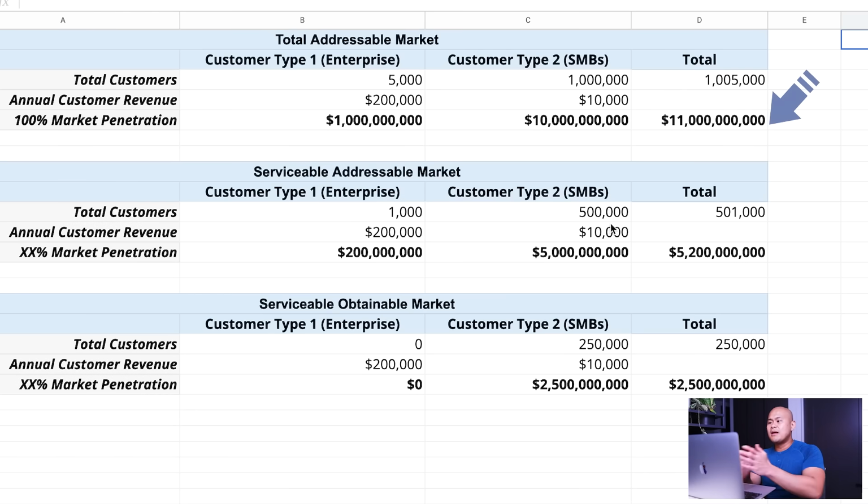So essentially, we then move over into what that equals in total, and the total number for total addressable market is going to be $11 billion, right? So that's kind of on the bigger side. If we look then at the serviceable addressable market, this here specifically is going to be a subset.